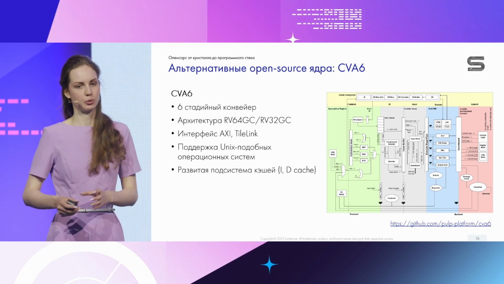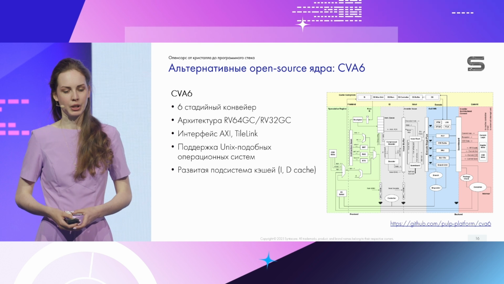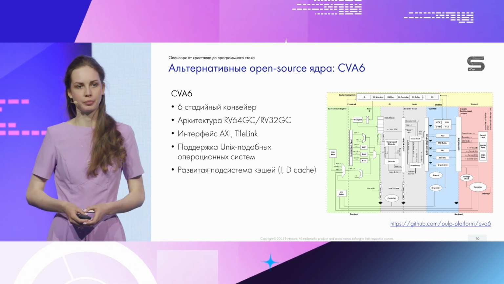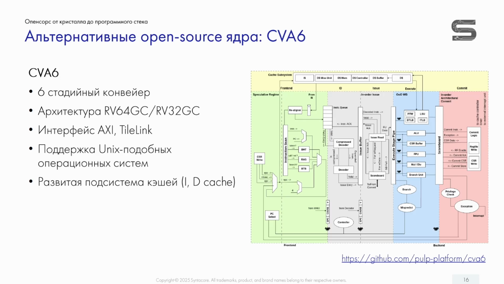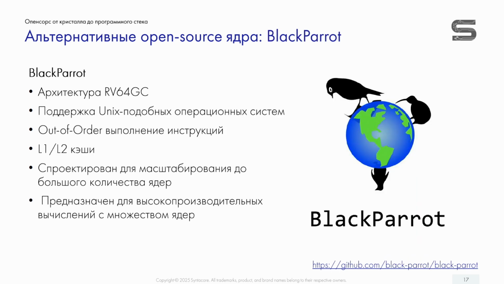Here we have a more interesting variant, 6 conveyor stages, and principles are much more complex. 64-bit architecture, which is RV64GC as a priority, using AXI interface, which is much faster than AHB from the previous option, and supporting Unix-like systems. And we have developed a cache subsystem. So there is yet room to improve.